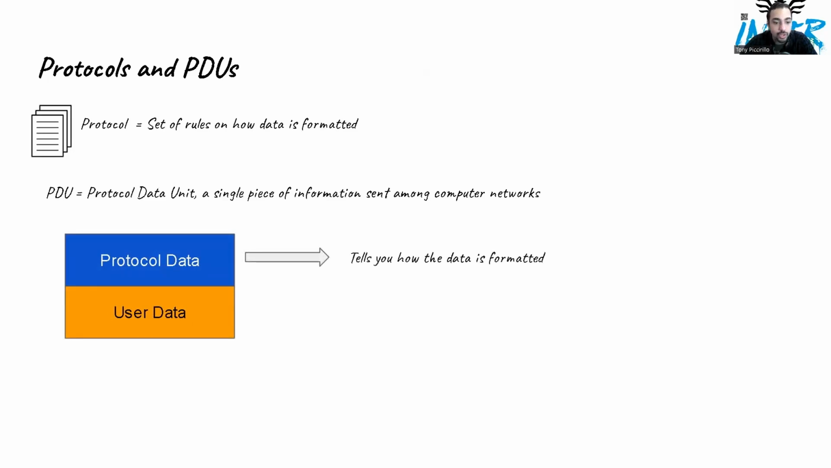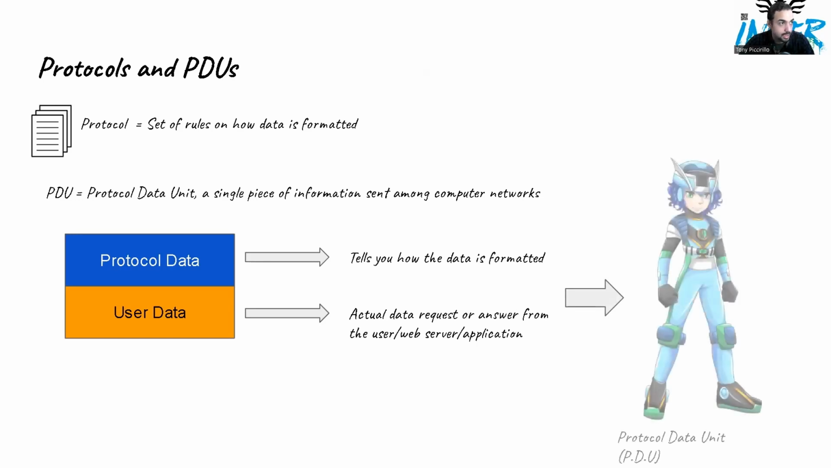Protocol data tells you how the data is formatted. User data, on the other hand, is the actual request or answer from a user, web server, or application. So when you put these two elements together, you get a protocol data unit, or PDU. Here's a little inner tech warrior PDU character to help you visualize it. So there you have it, a brief explanation of protocols and PDUs in IT. Keep these concepts in mind as we delve deeper into the world of computer networking.